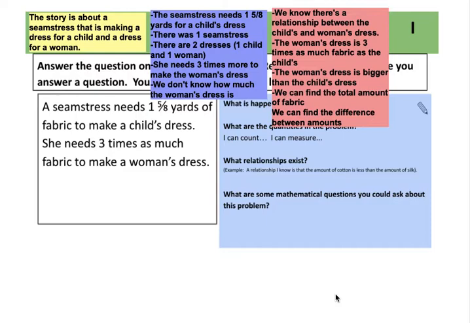All right, we're going to read it one last time here, and we're going to answer that one last question. So a seamstress needs 1 5/8 yards of fabric to make a child's dress. She needs 3 times as much fabric to make a woman's dress. So let's go ahead and answer that last question. What are some mathematical questions you could ask about this problem? So go ahead and answer that question, and when you're ready, unpause.